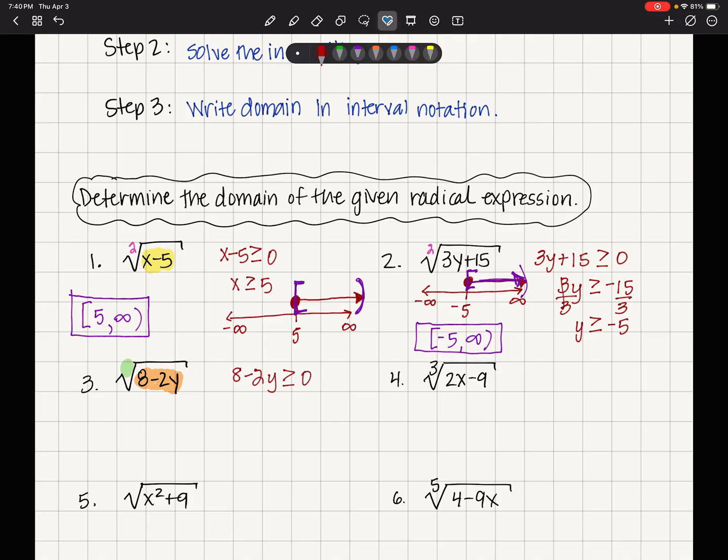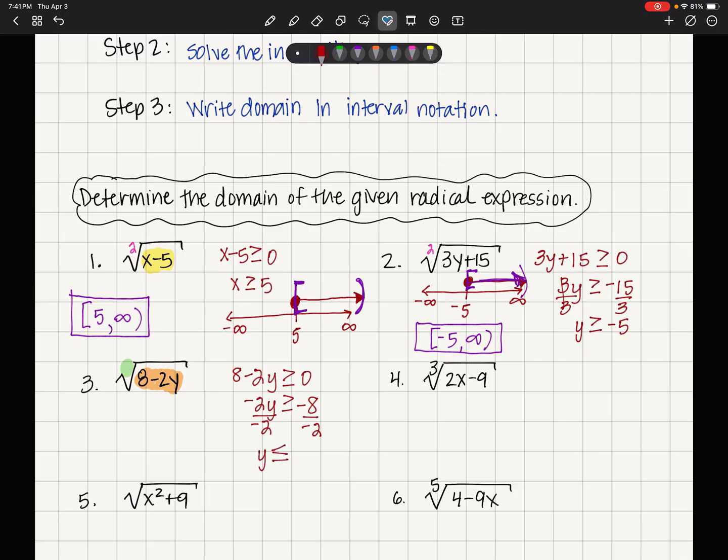I will subtract 8 from both sides, and I get negative 2y is greater than or equal to negative 8. And now I'm going to divide both sides by negative 2. But remember, when we take an inequality and we divide or multiply both sides by a negative, we need to flip the inequality symbol.